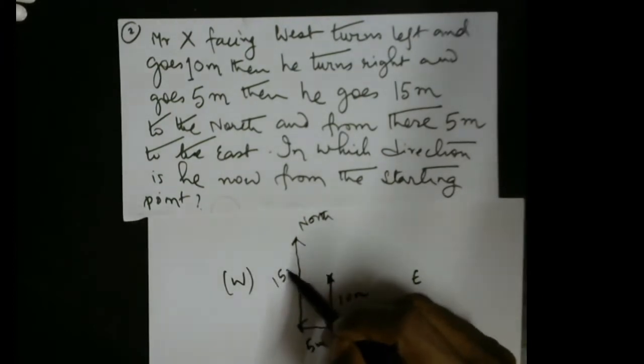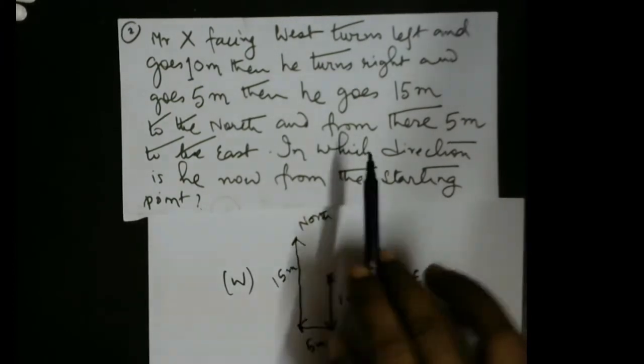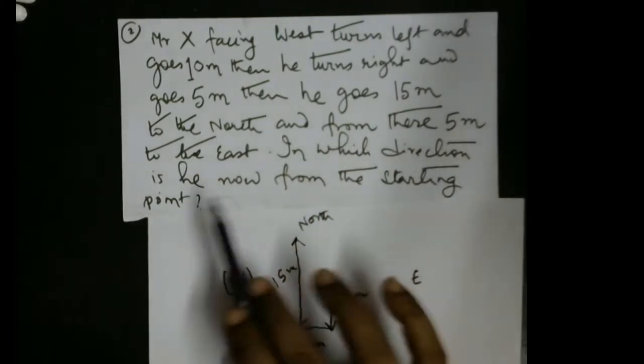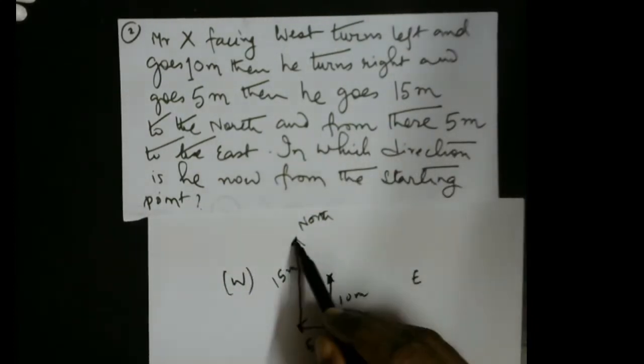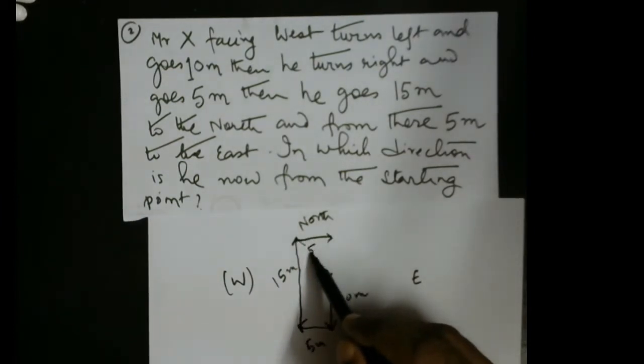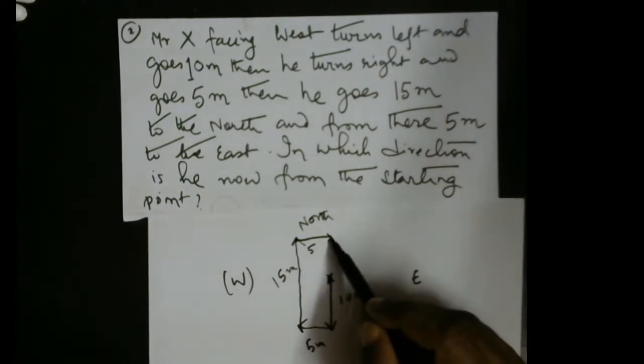15 meter. Then from there 5 meter to east. East, that means from here he is turning east 5 meter. So he has reached this point.